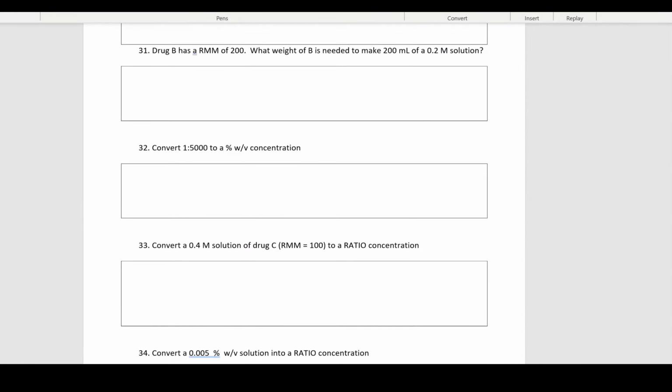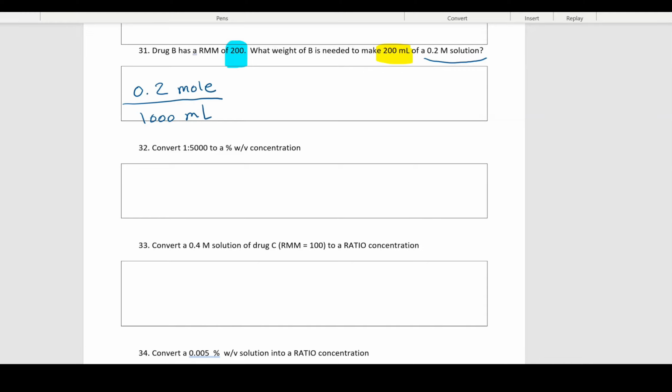Drug B has a relative molecular mass of 200. What weight of drug B is needed to make 200 milliliters of a solution of 0.2 molar concentration? What is the meaning of molar concentration? It is 0.2 moles in 1,000 milliliters.